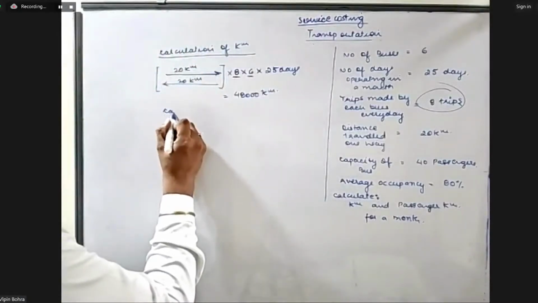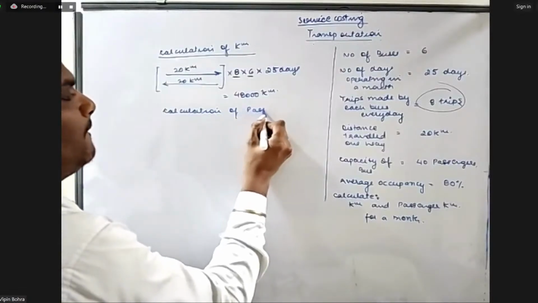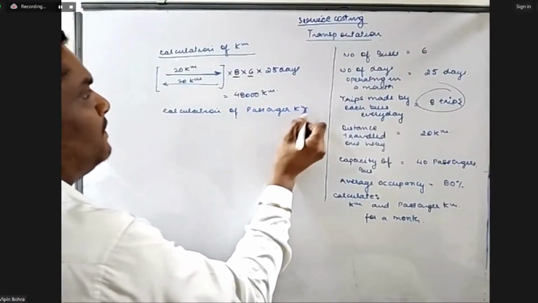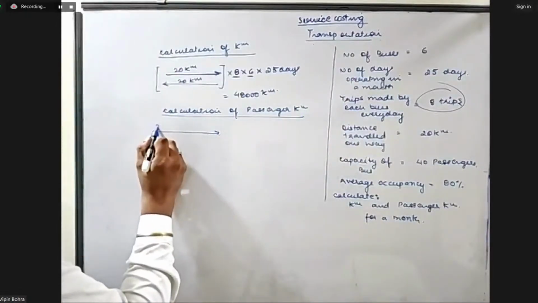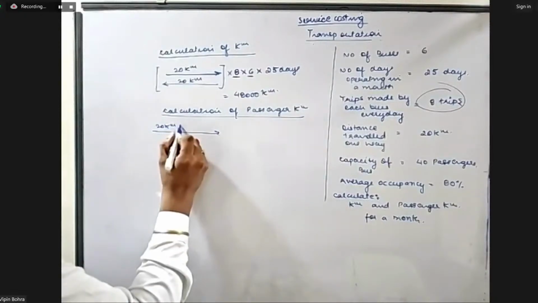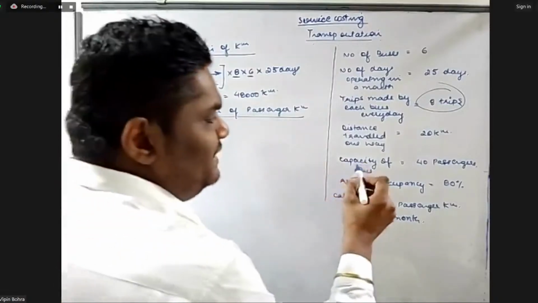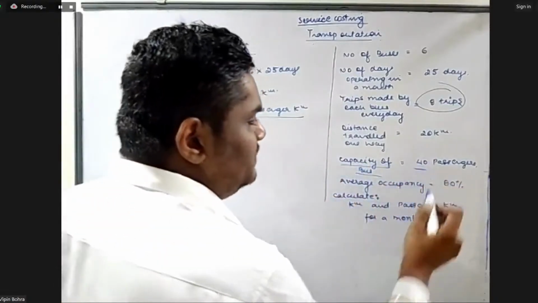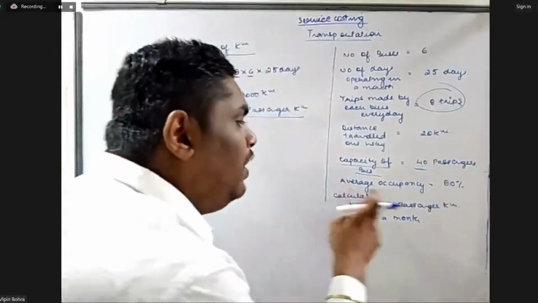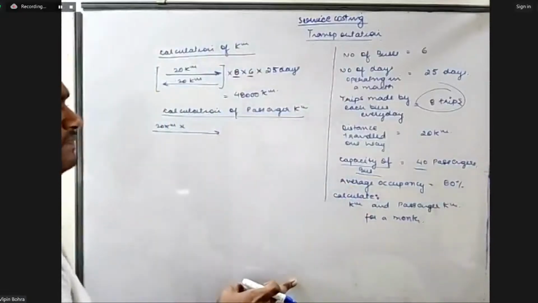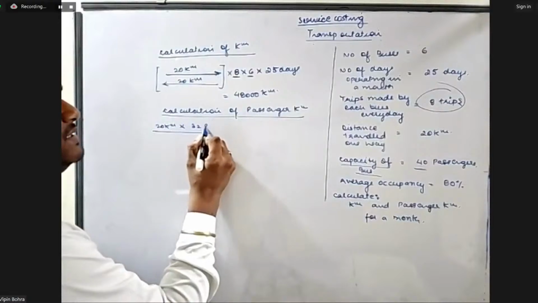Now, when talking about the calculation of passenger kilometer, see, again the same way, 20 kilometers a bus is traveling one way with how many passengers? Now, this is the point wherein we are calculating passenger kilometer. The seating capacity of the bus is 40 passengers, and on an average, the occupancy is 80%. So, we can say for 20 kilometers, 32 passengers are traveling.